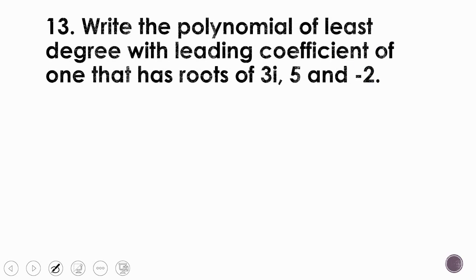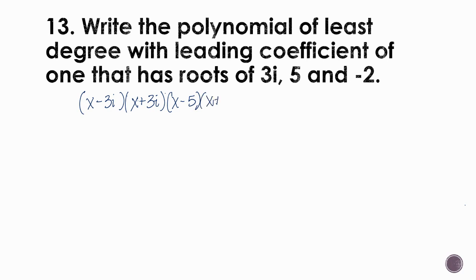Now to one of the writing the polynomials. Least degree, leading coefficient of 1. That's always going to be the case, okay? Now look at the roots that I've been given. I've been given 3i, 5, and negative 2. Remember that if you have a minus 3i, you also have a plus 3i. Don't forget the conjugate. That's super important, okay? So I actually have 4 roots here. This is going to be a 4th degree, which I hope you know is called a quartic.